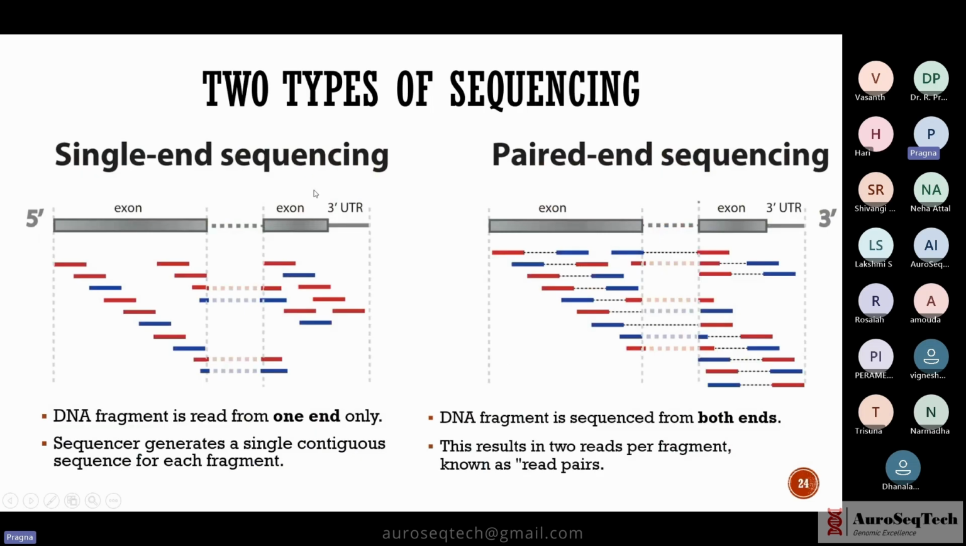So in single-end sequencing, the sequencer generates a single continuous sequence for each fragment. You can see multiple fragments, and we call this chromosome walking, if I'm not wrong. So this should get organized this way, so that only then can we have a continuous sequence. Whereas in paired-end, the sequencing happens from both the ends, and this results in 2 reads per fragment. This is also called read pairs. That's why whenever we have a sequence from Illumina or any other platform in paired end, you see R1 and R2. It is read 1 and read 2.